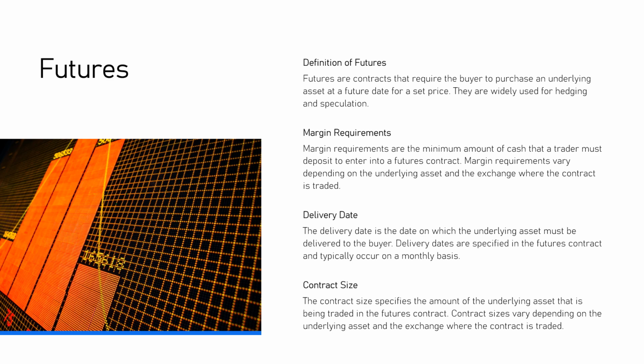Delivery date. Delivery date is the date on which the underlying asset must be delivered to the buyer. Delivery dates are specified in the futures contract and typically occur on a monthly basis. Contract size. The contract size specifies the amount of the underlying asset that is being traded in the futures contract. Contract sizes vary depending on the underlying asset and the exchange where the contract is traded.